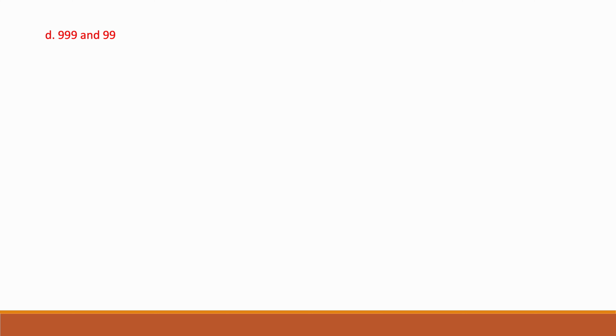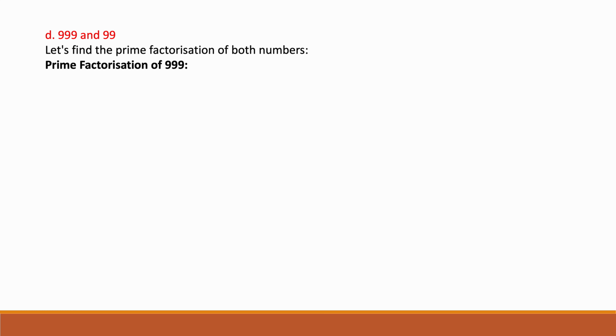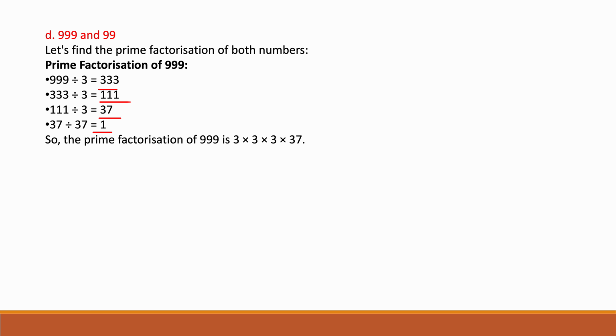Next one, 999 and 99. Let us find the prime factorization of both numbers. Prime factorization of 999. 999 divided by 3 is 333. Then 333 by 3 is 111. 111 divided by 3 is 37. 37 divided by 37 is 1. So the prime factorization of 999 is 3 into 3 into 3 into 37.